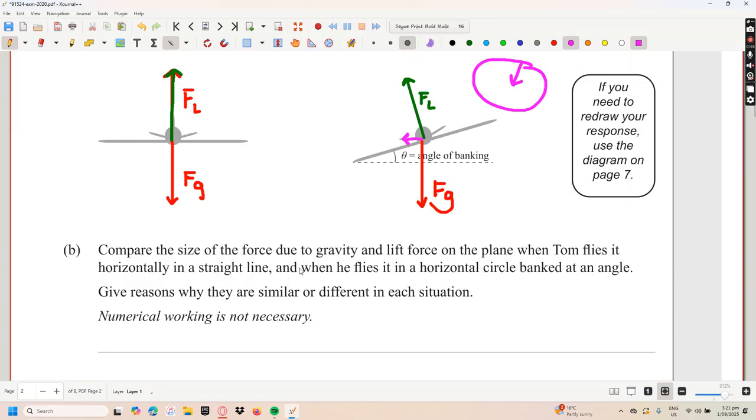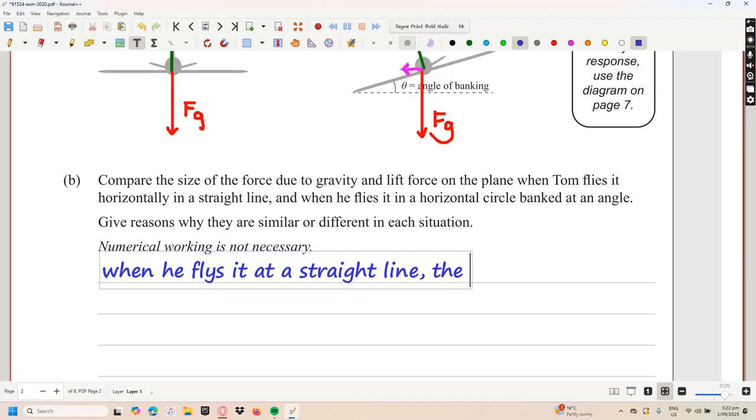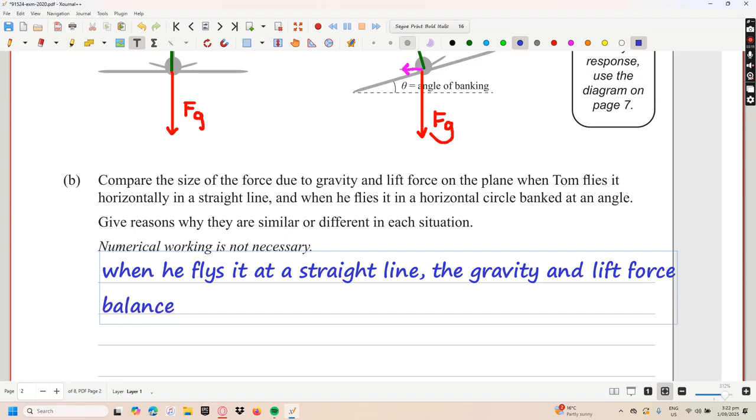Compare the size of the force due to gravity and lift force in the plane when Tom flies at a horizontal straight line and when he flies at the horizontal circle. When he flies it at a straight line, the gravity and lift force balance each other. And you could say net force 0.